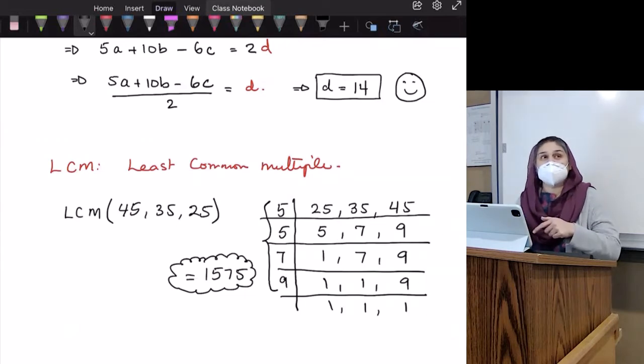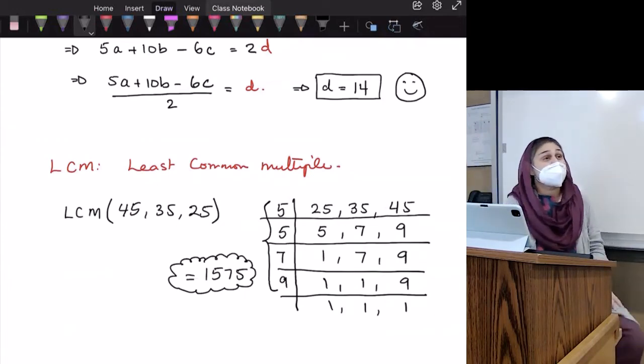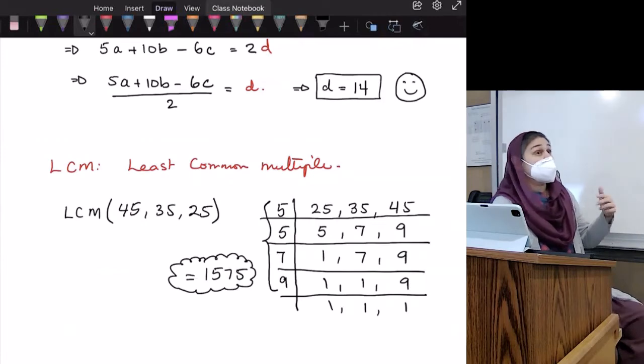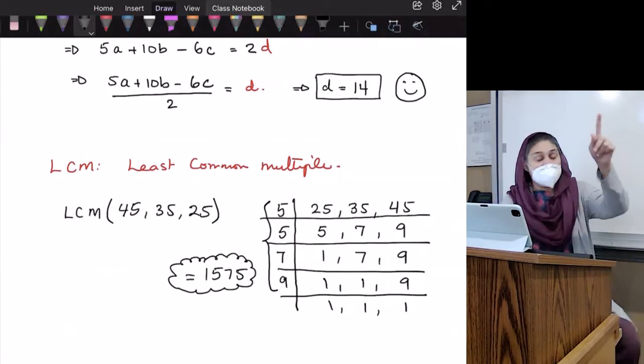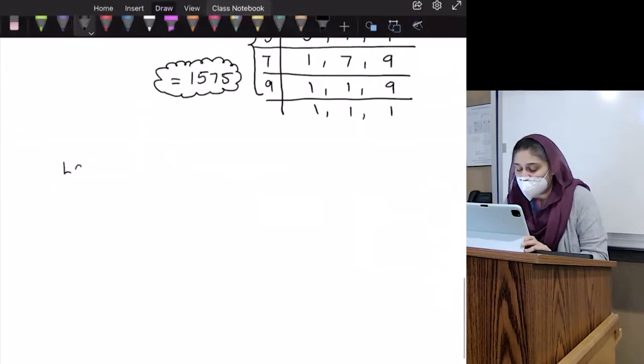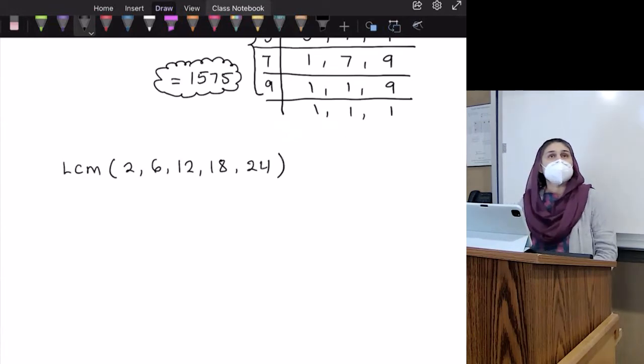That's the multiple, the least common multiple, before the one that divides on all. Yes, it could be. You could do 3s, but that doesn't help you. Actually, that's a great question. What if you had to find the LCM for 2, 6, 12, 18, 24? How would you do that?